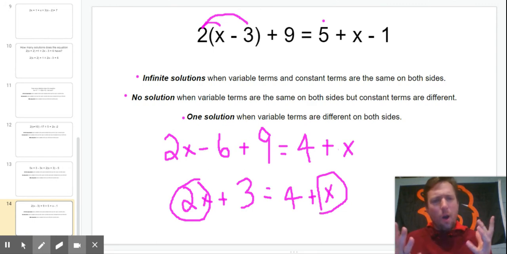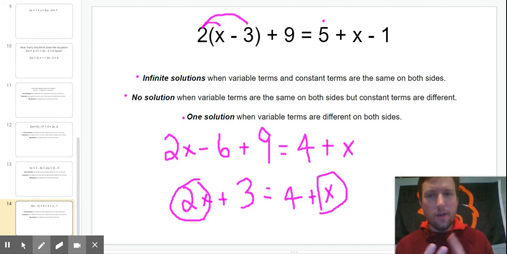That's right. So that's funny how that worked out. We had an equation with an infinite number of solutions. We had an equation with no solutions. And we had an equation with just one solution. So now you've had a chance to work through an example of each.